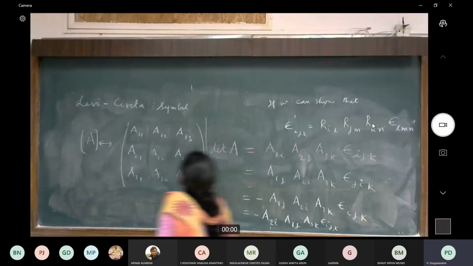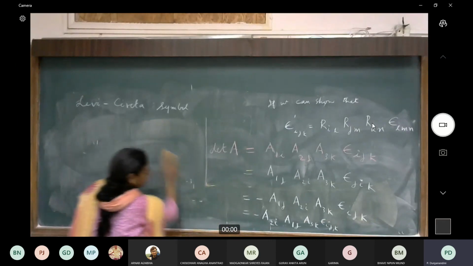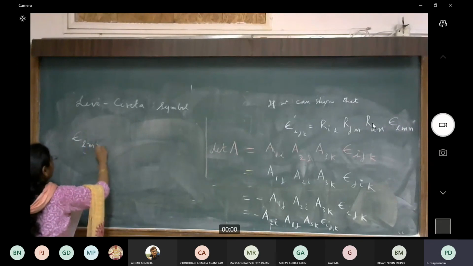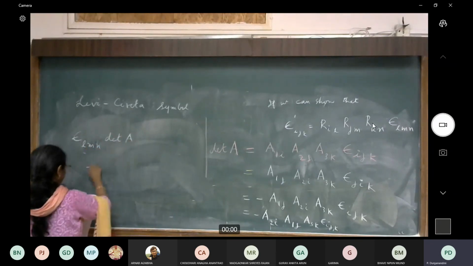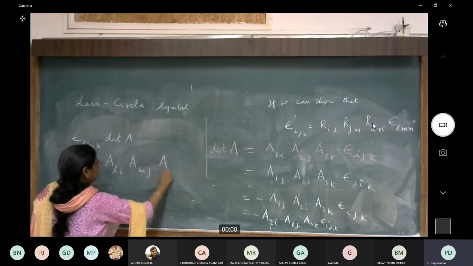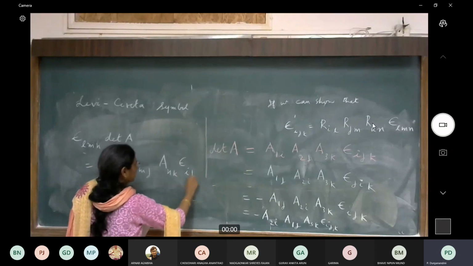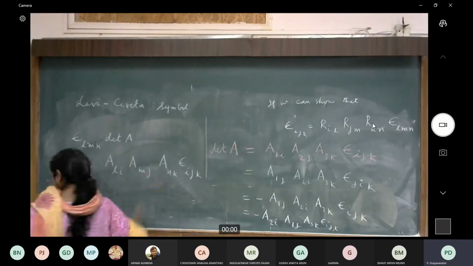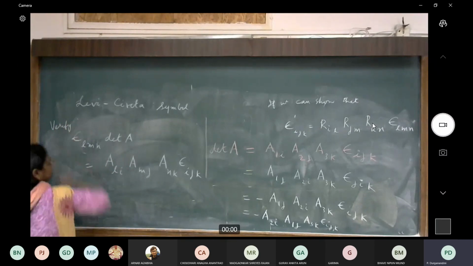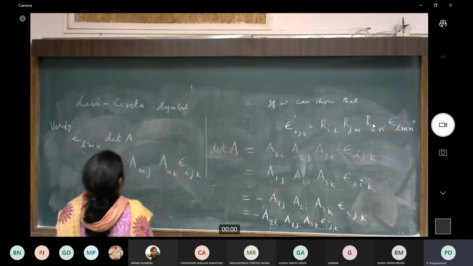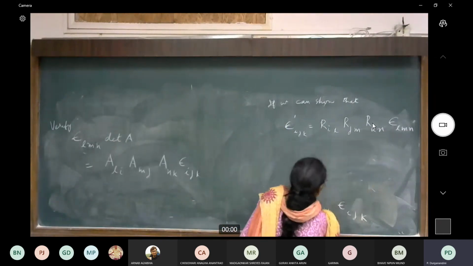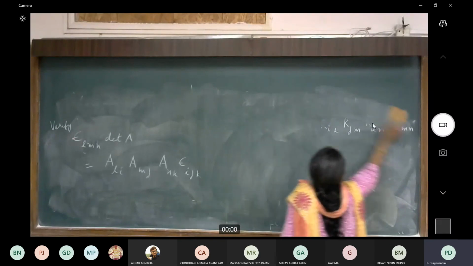So what I want you to show, using this identity and playing with this a little bit, is to just verify the following. That epsilon LMN determinant of A will be equal to A_Li, A_Mj, A_Nk, epsilon ijk. And here LMN takes values 1, 2, 3. So verify this. You just have to take whatever I've been playing with, and then try to see if you can do that.